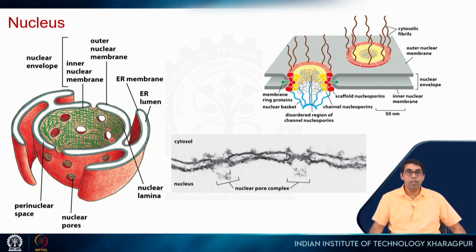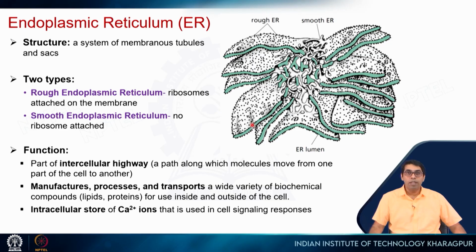Now, attached to the nucleus is this endoplasmic reticulum lumen. This is the endoplasmic reticulum which is connected to the nucleus, and you can see all these dots, these are ribosomes which are embedded on the endoplasmic reticulum. When this happens, it is called rough endoplasmic reticulum. Ribosomes are attached on the membrane, and if there are no ribosomes, it will be called a smooth endoplasmic reticulum.